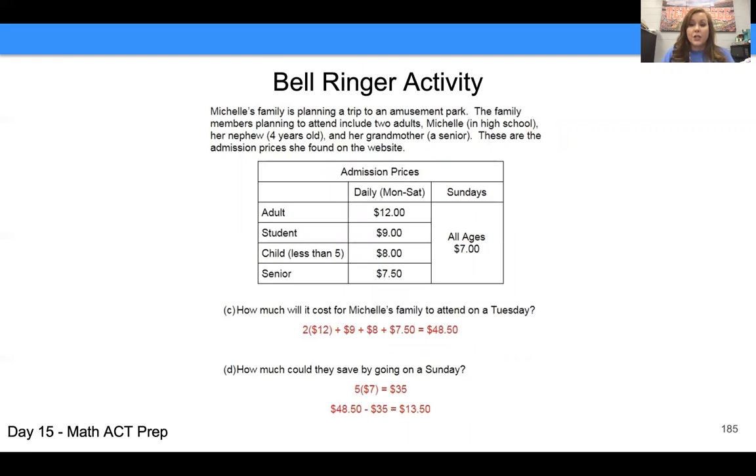Okay, so let's check our answers. How much is it going to cost Michelle to attend on a Tuesday? She's got 2 adults, 1 student, 1 child, and 1 senior. So that's going to be $48.50. But if they choose to go on a Sunday, which is a weekend anyway, you can see everybody is $7, so it's $35. They would save $13.50. It's almost like getting 2 free. So this might be a real world problem that you figure out because it's much cheaper.